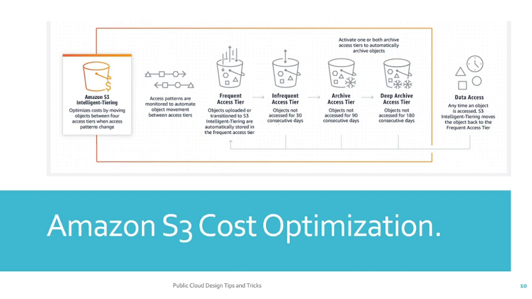Amazon S3 cost optimization. As you know, S3 has different tiers like the frequent access tier, infrequent access tier, archive access tier, and deep archive access tier. All these tiers are charged differently. So based on usage, Amazon S3 Intelligent-Tiering will automatically handle which tier the bucket should be stored in so that the cost will be minimum. That's how it optimizes your cost.